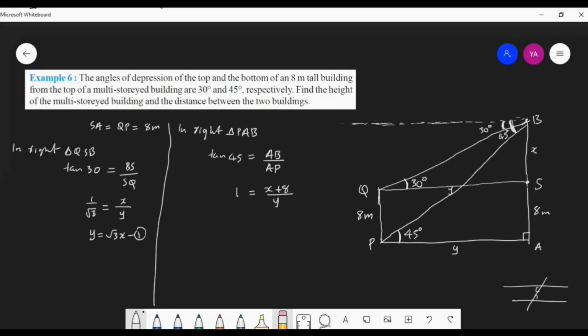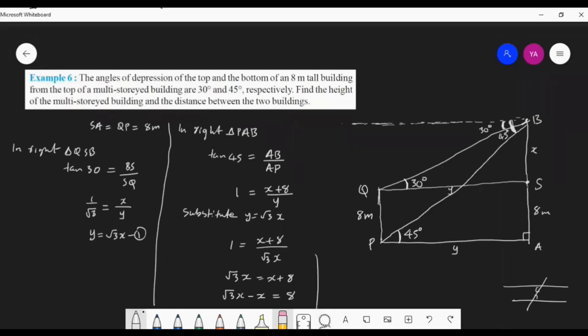So we can substitute Y is equal to root 3x. What will you get? 1 is equal to x plus 8 by root 3x. Taking root 3x to the left, root 3x is equal to x plus 8. And what we have to do? Move x to the left side, so root 3x minus x is equal to 8.